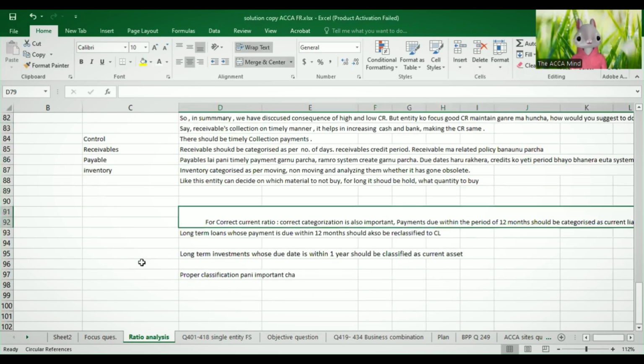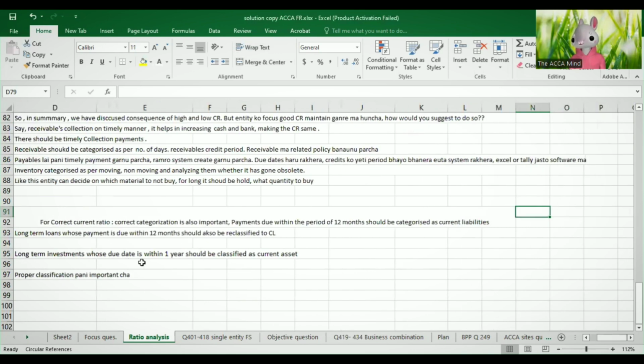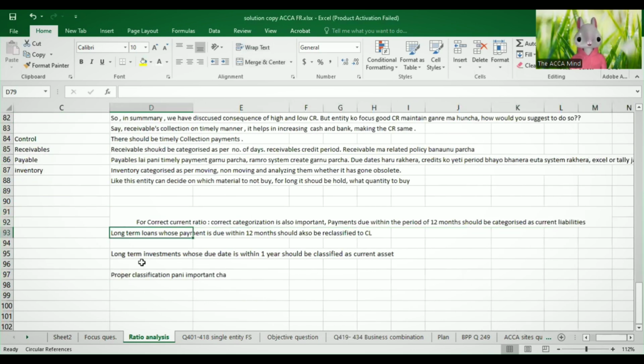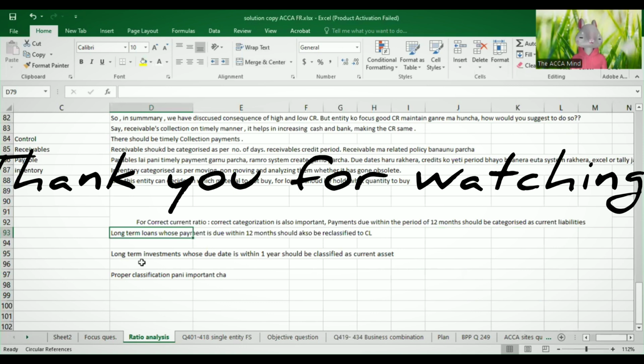So hence we can say that for a correct current ratio, correct categorization is also important. Payments due within a period of 12 months should be categorized as current liabilities, and long-term loans whose due period is within 12 months should also be reclassified to current liabilities. Similar treatment should be applied to long-term investments too. If the due date is within 1 year, it should be classified as a current asset.